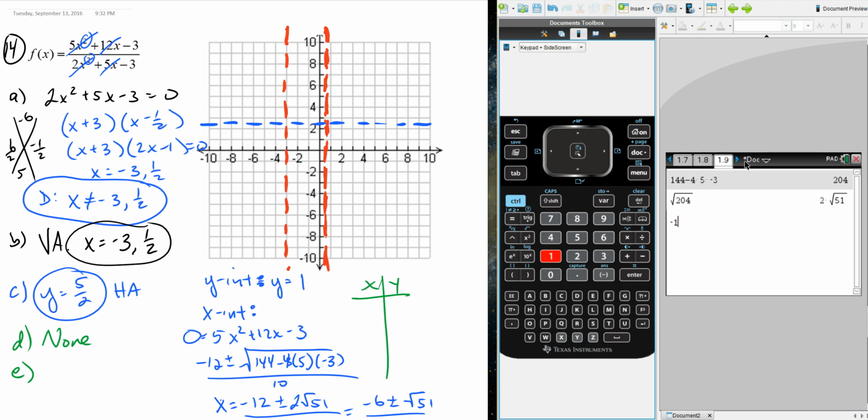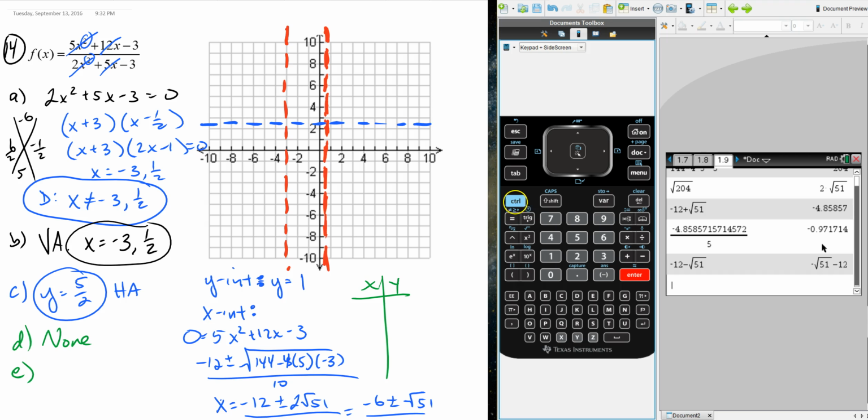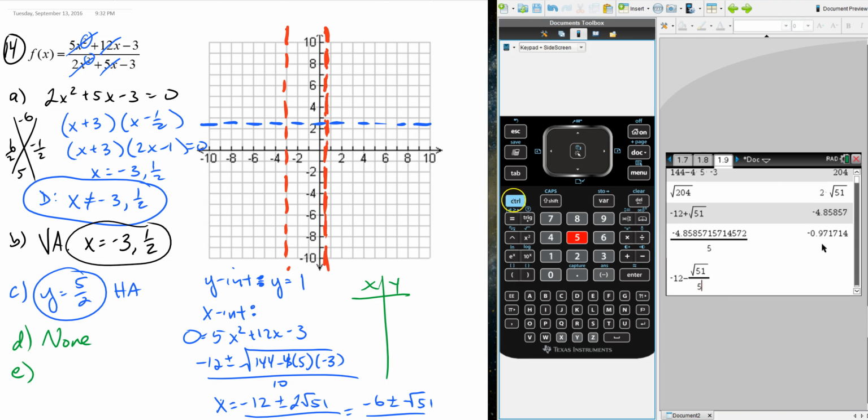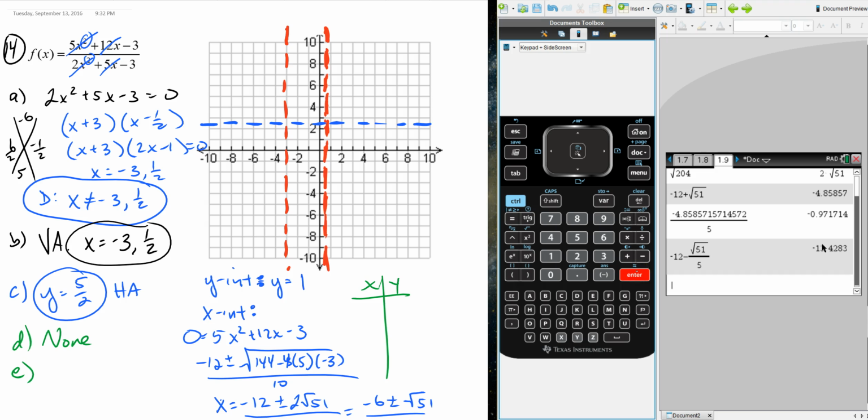Let's see if we can get an approximate answer for that. -12 plus the square root of 51 over 5. I get almost -1. And -13.